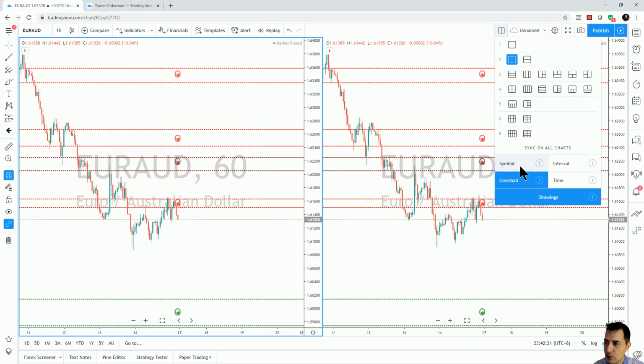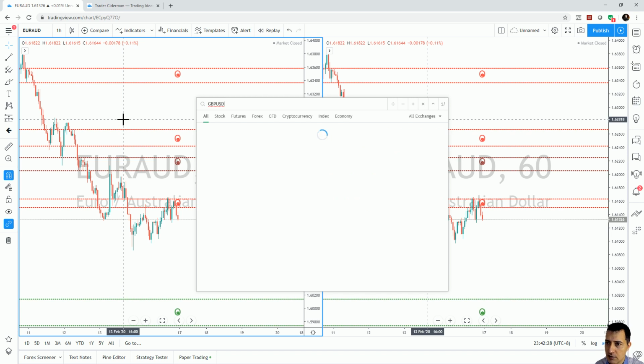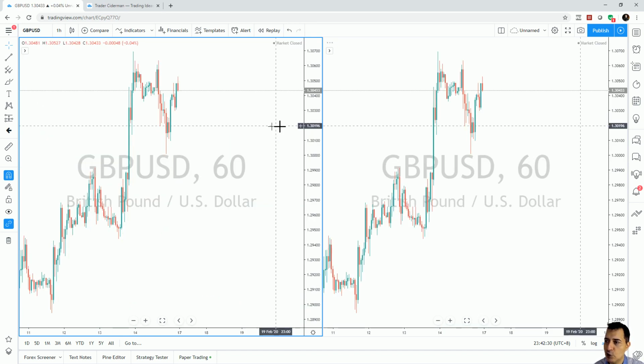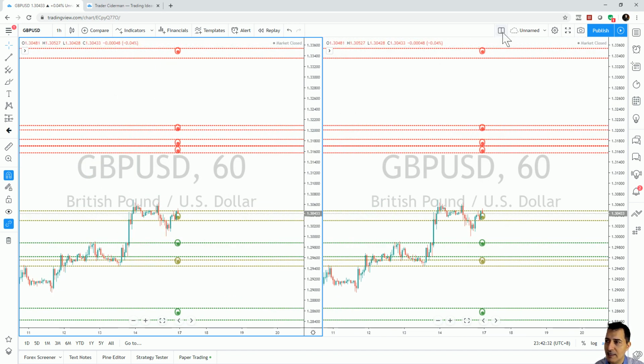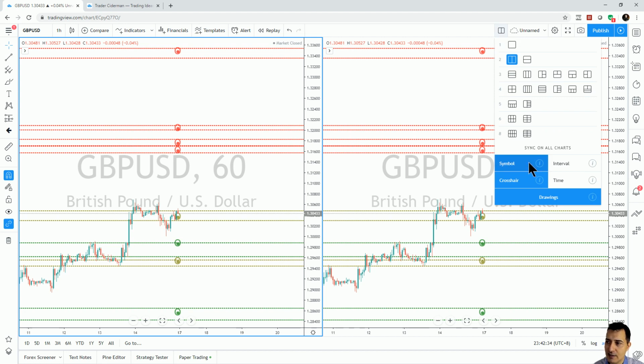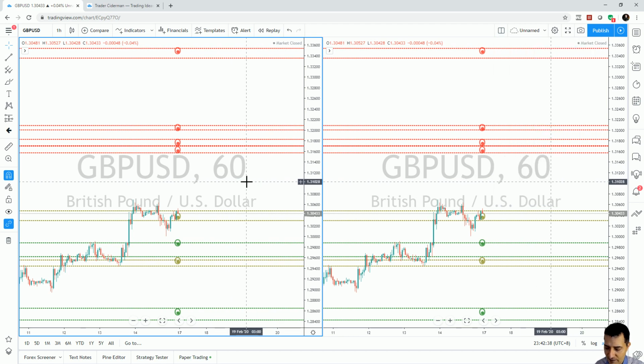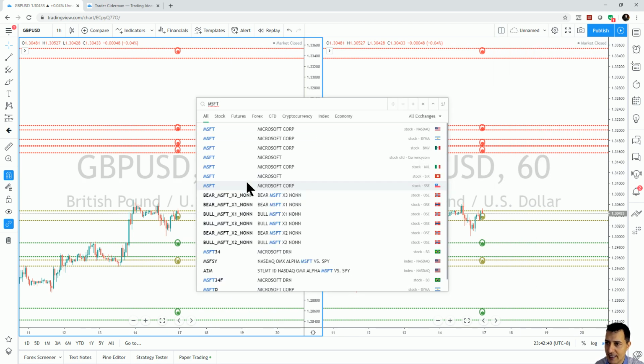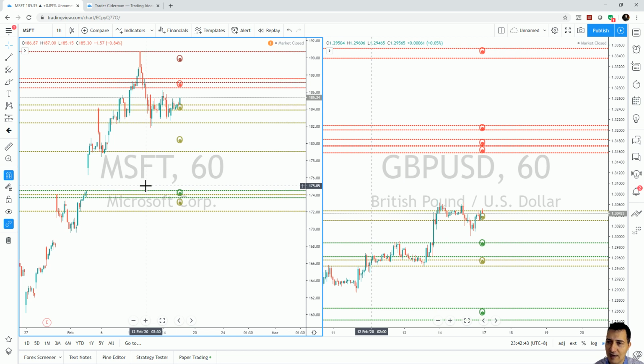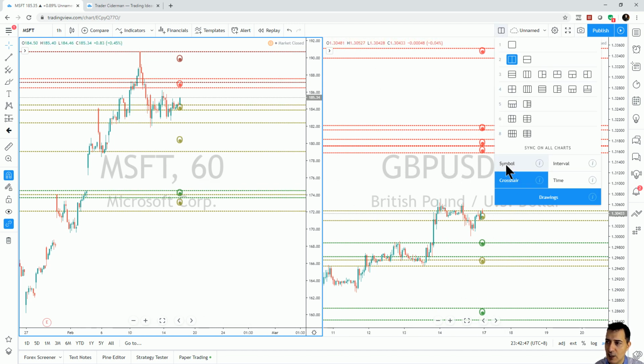And those syncing options allow you to sync the symbol, for example. So if you sync the symbol, and I change to the pound, the moment I change to the pound, both charts change to the pound. Why? Because my symbols are synced. Okay, if I want the chart on the right to be the pound and the chart on the left to be Microsoft, then I uncheck, and now the chart on the left is Microsoft, the chart on the right is the pound. Okay, because it's not synced.